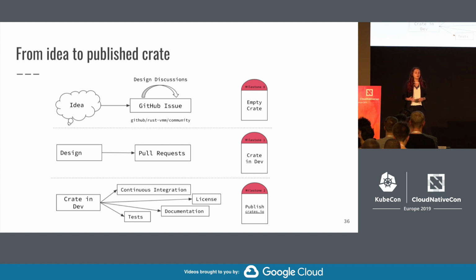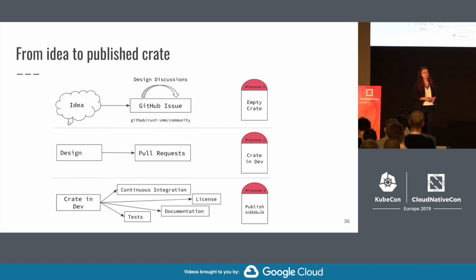So from a crate in development, there are a few things that you have to do in order to obtain a production-ready crate, a crate that is going to be used by products like Firecracker. We really want to emphasize the importance of testing. All the crates must have continuous integration and tests, to make sure the quality standard is very high. Then we also require a license, and we are having some discussions now about a dual license, which will be Apache 2.0 and BSD 3-Clause.